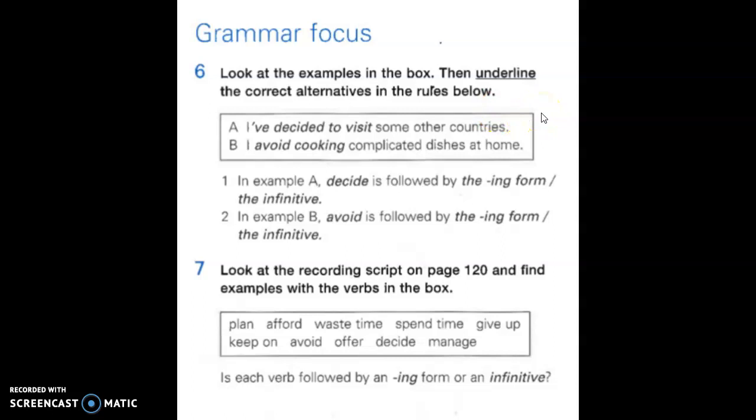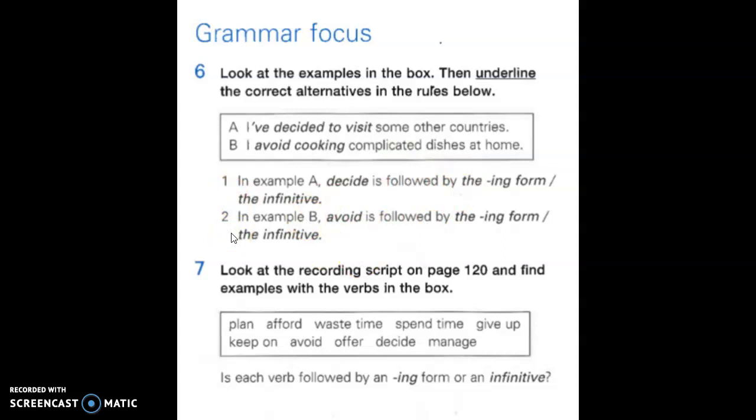Maybe I would do a bit like I've just done for you for this screencast, is give a few different options. So I've decided to visit some other countries. I've decided visiting some other countries. I've decided visit some other countries. Which one is correct? And the same for avoid. Avoid cooking, avoid to cook, avoid cook. Which one is correct? I give the students just a little bit more to look at and a little bit more to do. And then I'd get them to do question 1 and question 2.